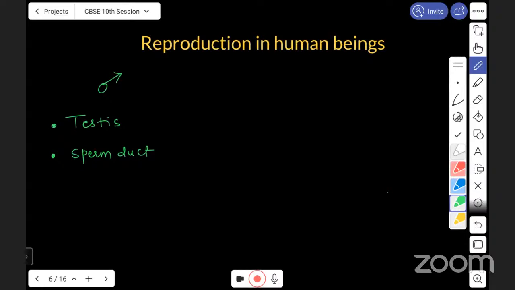Okay, diagrams of the reproductive systems are also equally important. Okay, practice especially the female reproductive system. Labelings of all the diagrams, very important. Okay, now let's quickly revise all the important functions of various parts of the female reproductive system.